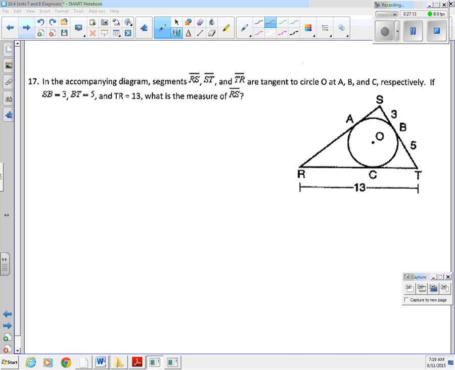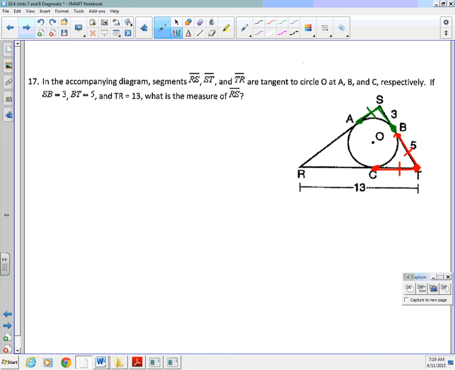17. In the accompanying diagram, we have segments RST, ST, and TR tangent to the circle. SB was 3, BT was 5, TR is 13. I want the measure of RS. Important theorem to know for this question. Again, this is something you need to know. If I have two tangent segments coming from the same point to the same circle, they are the same length. So I get that in 3 ways. It kind of reminds me of an ice cream cone.